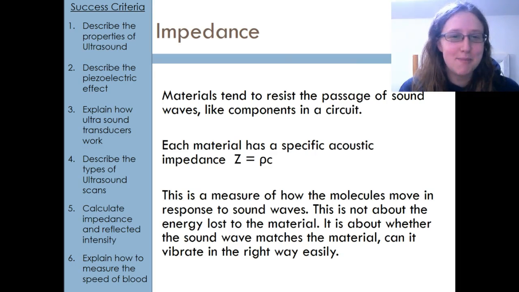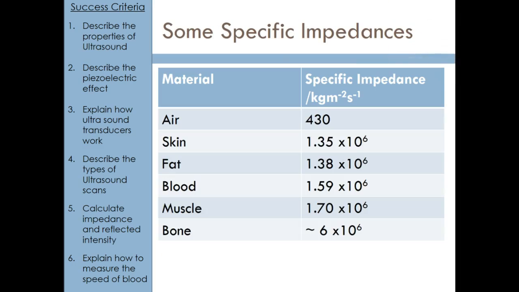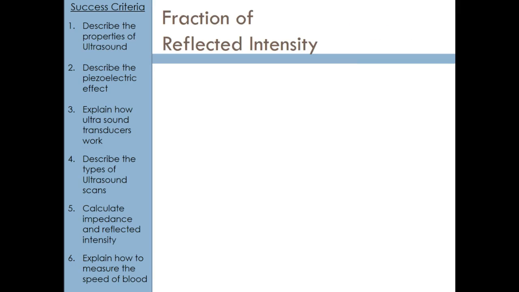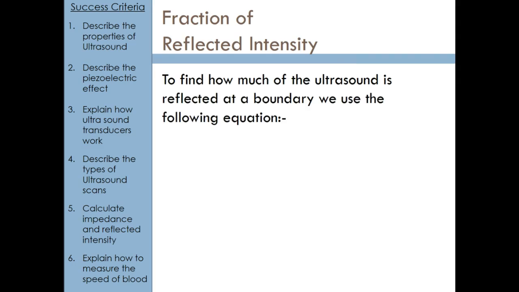The impedance is a measure of how the molecules move in response to the sound wave. It's not really about how much energy is lost, it's just how easy it is for the wave to pass through that material. So just to give you some idea of some impedances, here are some values. Air is about 430, skin is 1.35 times 10 to the 6, fat 1.38 times 10 to the 6. Notice how the ones in the body are all very similar and air is distinctly different. That is going to be important because the difference is going to determine how much of the ultrasound intensity actually makes it into the body.